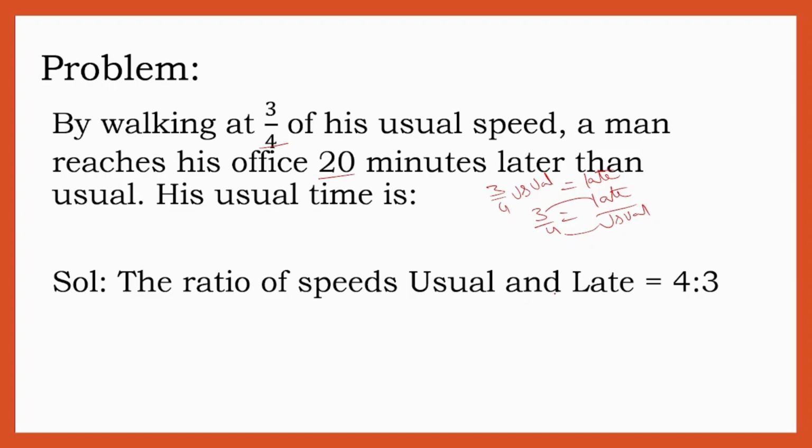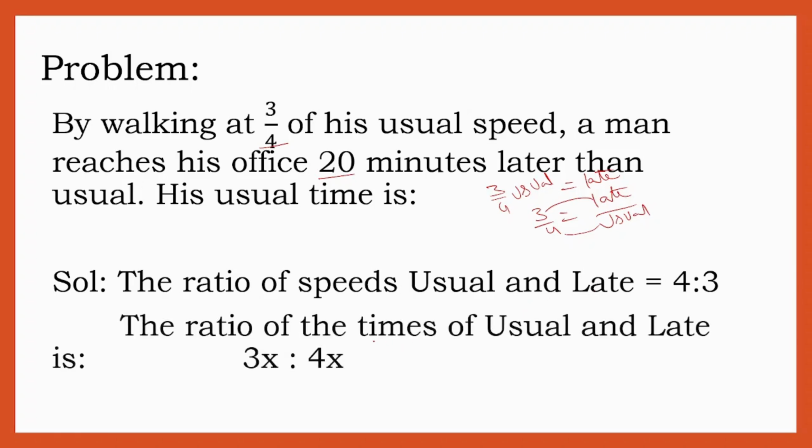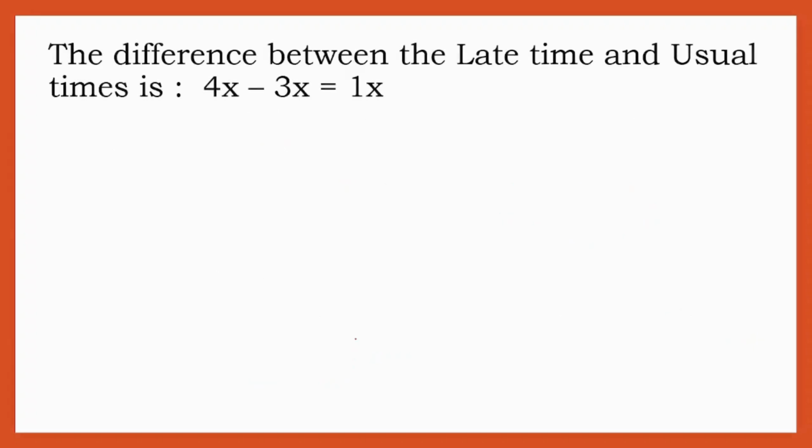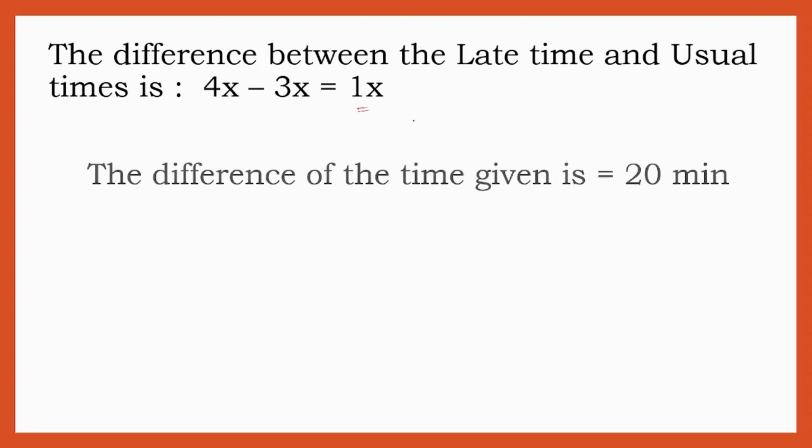So with this, the times of usual and late will be the opposite of this. That means here 3 is to 4, let it be 3x is to 4x. So the times are 3x for usual and 4x for late. So the difference between these two times is 4x minus 3x, that is late time is 4x and usual time is 3x, difference 1x.